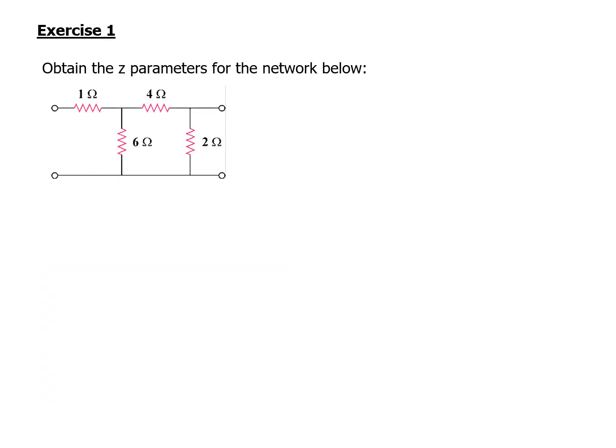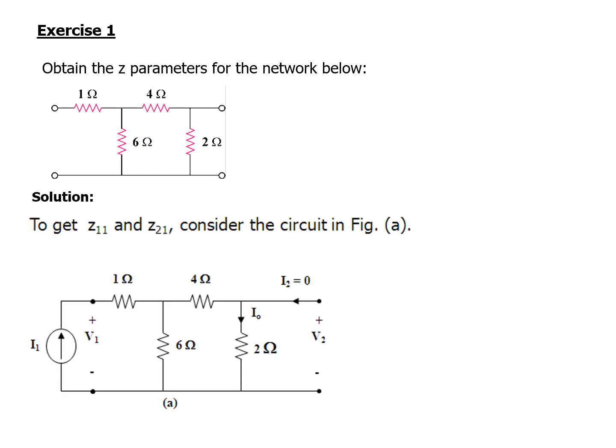Alright, let's try another exercise. Obtain the Z parameters, impedance parameters, for the network below. We can see four resistances: 1 ohm, 4 ohms, 6 ohms and 2 ohms. And to solve this, first as usual, we'll try to get Z11 and Z21.